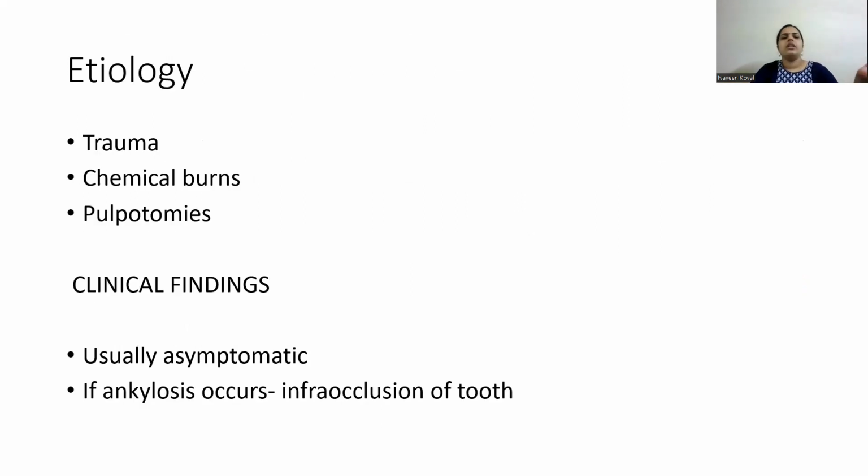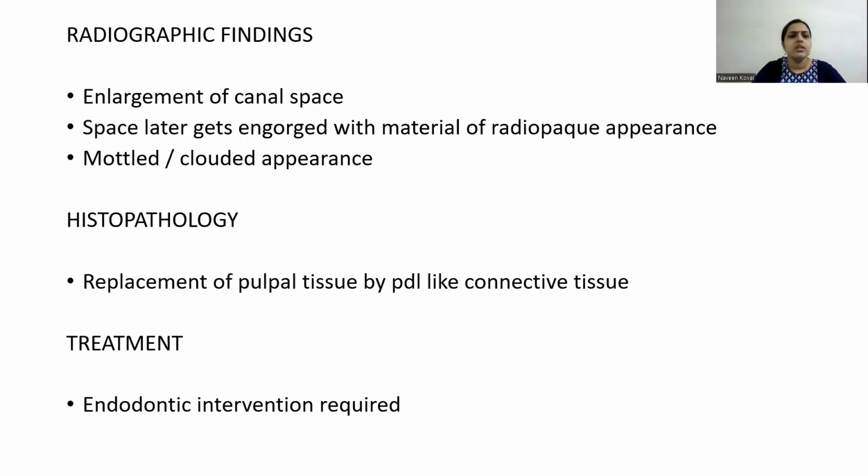So etiology can include trauma, chemical burns, pulpotomies. Clinical finding: usually it remains asymptomatic, and if at all ankylosis occurs, infraocclusion of the tooth can be a finding. Radiographic finding: there will be enlargement of canal space. The space later gets engorged with material of radiopaque appearance, and there will be a mottled or clouded appearance in that metaplastic area. Histopathology shows replacement of pulpal tissue by periodontal-like connective tissue. Treatment is endodontic intervention. It is the treatment of choice for internal replacement resorption.